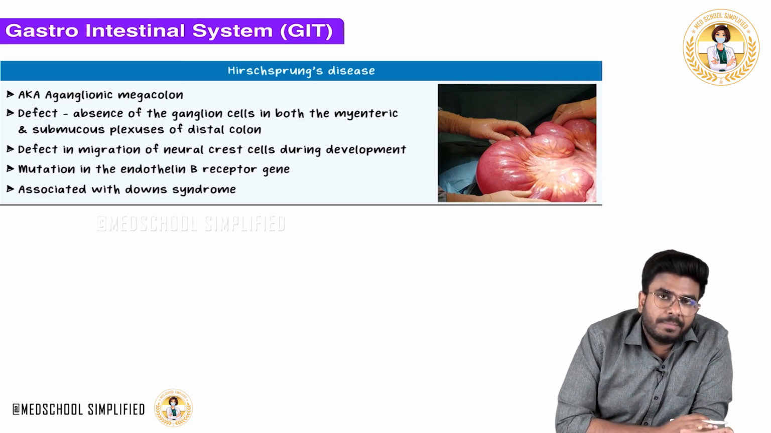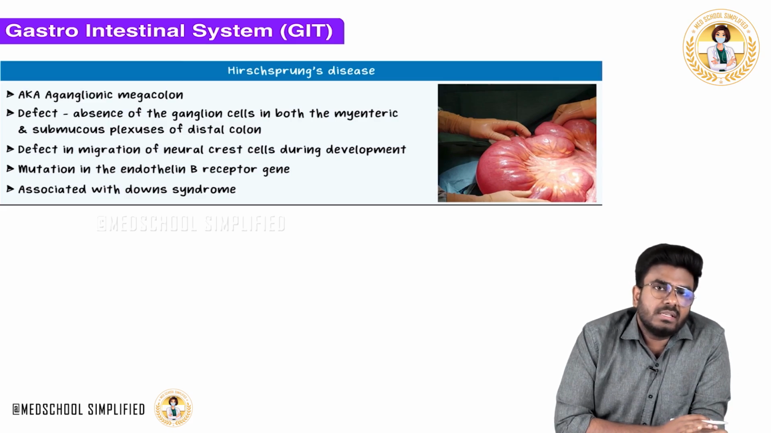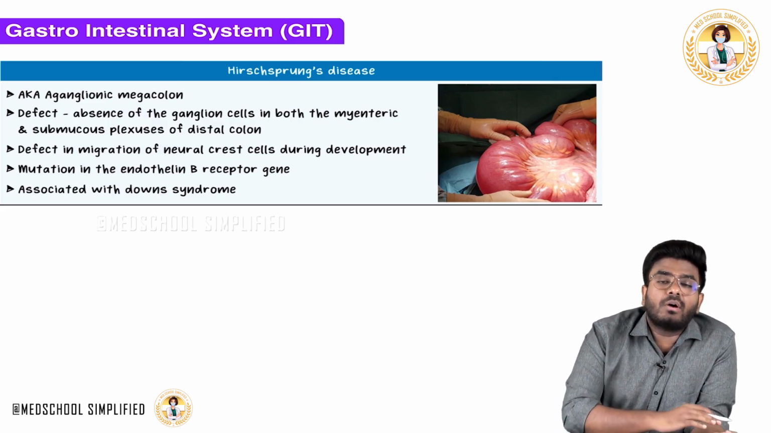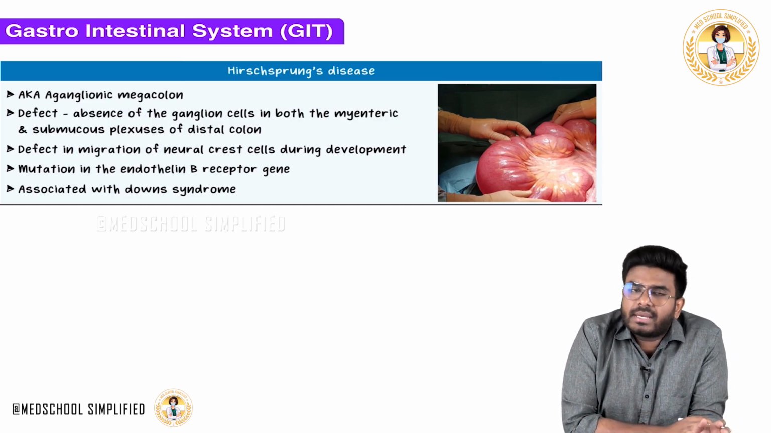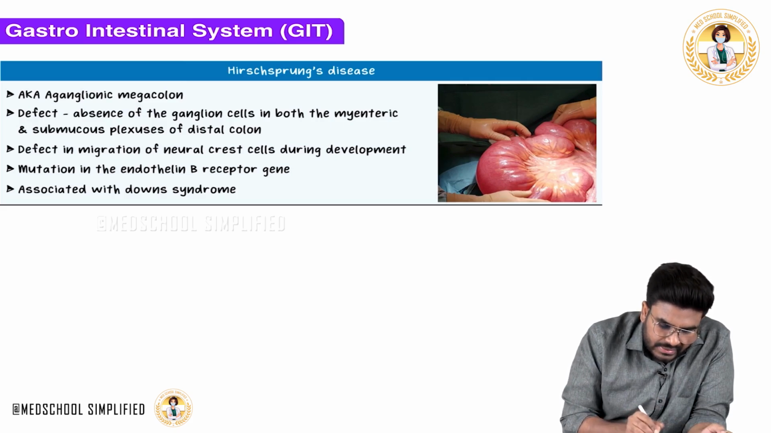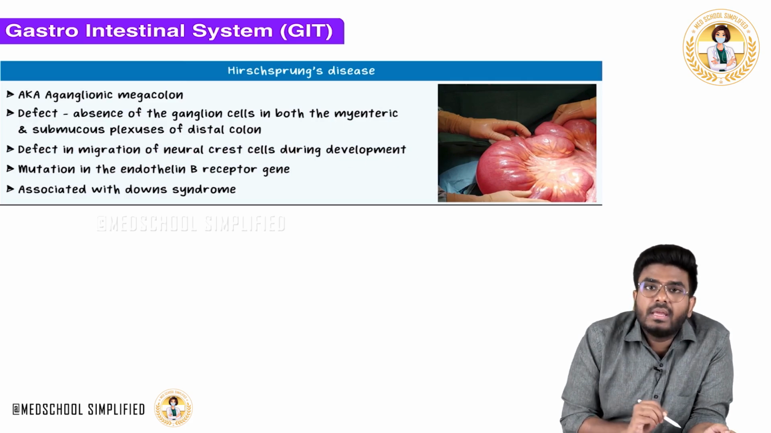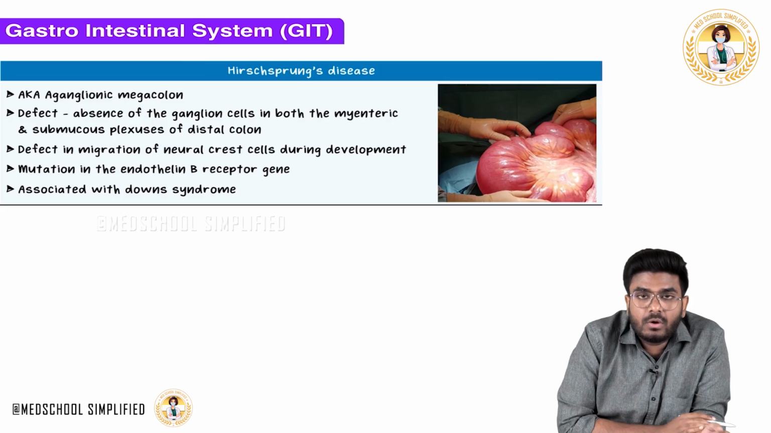I have explained to you. During embryogenesis, there are cells called neural crest cells which will migrate and come down to the GIT. Now in the GIT, what will they form? They will form the mesenteric plexus and myenteric plexus. Now if there is a defect in migration of neural crest cells during development, it is going to cause a disease called Hirschsprung disease, which is also called aganglionic megacolon.